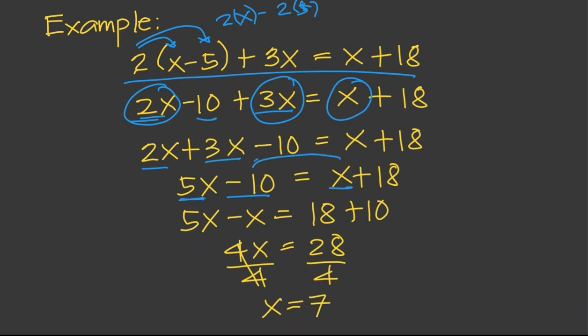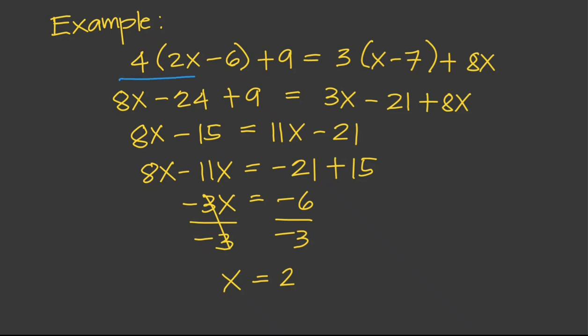We move x to the left. That would become negative x, and we move negative 10 to the right. That would become positive 10. So that would be 5x minus x is equal to 4x. 18 plus 10 is just equal to 28. So to solve for x, we divide both sides by the coefficient of x, which is 4. Then we get x equals 7.